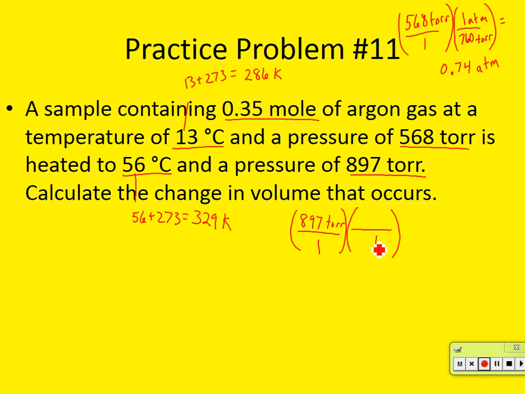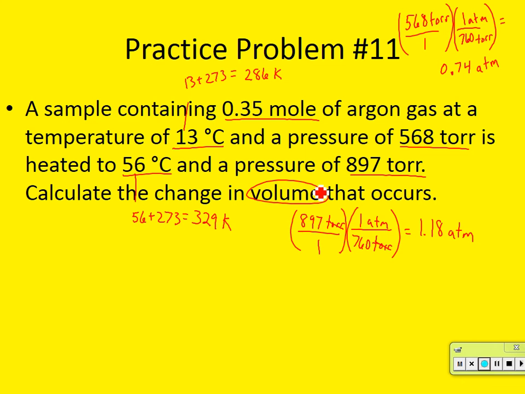Torr is on top, it's got to go on bottom. There's 760 torr for 1 atmosphere of pressure. Again, I'll always give you the conversion factors here on the test or a quiz. Okay, so when torrs cancel out, 897 divided by 760, 1.18 atmospheres. Good job. Okay. Then it says calculate the change in volume.